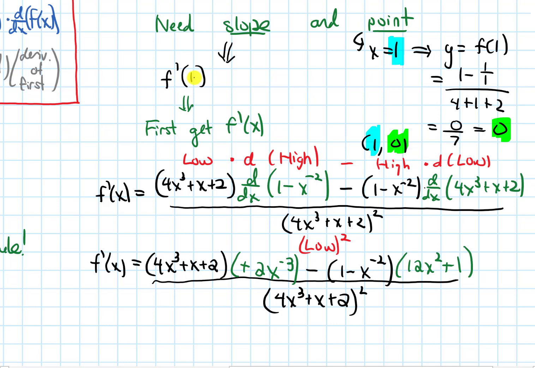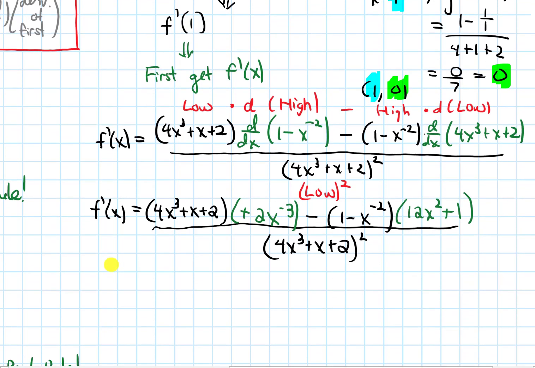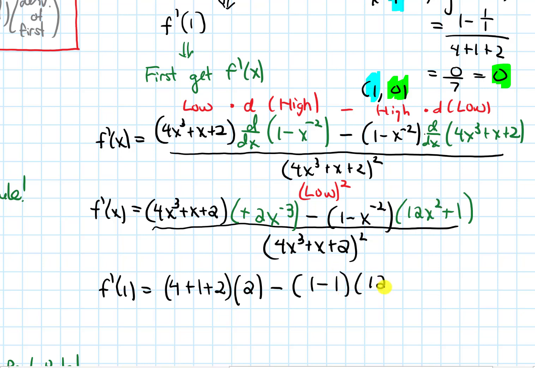All right, so we need to plug 1 into this to get the slope of the tangent line when x equals 1. So if we plug 1 in, we'll get 4 plus 1 plus 2 first. And then times 2x to the negative third. If I plug 1 into that, 1 to the negative third, 1 to any power is just 1, so I'll get 2 times 1, which is 2. And then I get minus, this will be 1 minus 1, 1 to any power is still 1, so 1 minus 1. And then times 12 plus 1. And on the bottom, I'll get 4 plus 1 plus 2 squared.